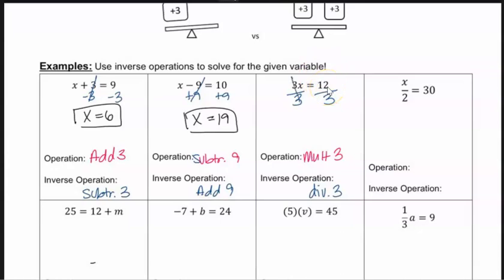3 divided by 3 cancels out, which leaves me with my x by itself. 12 divided by 3 is 4. X is by itself. X equals 4.